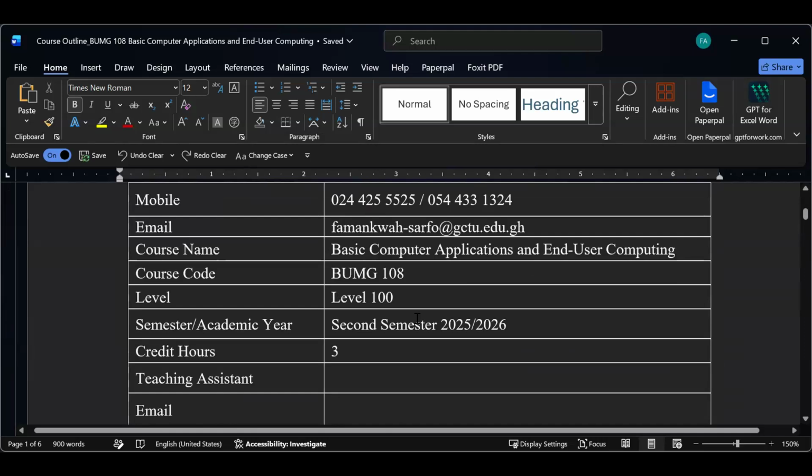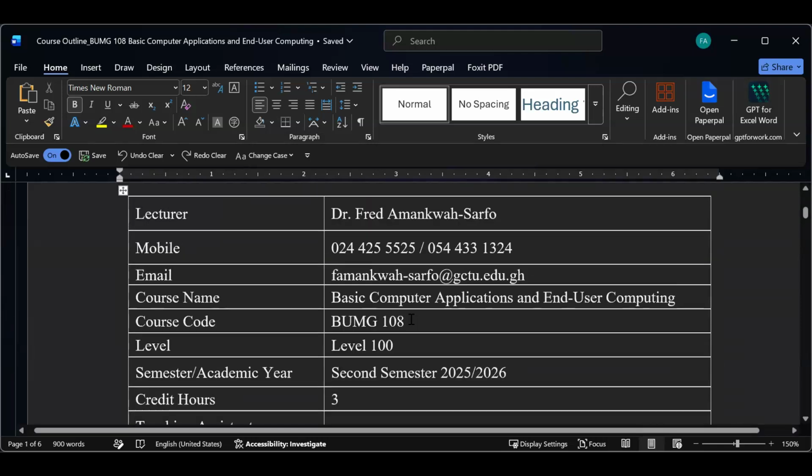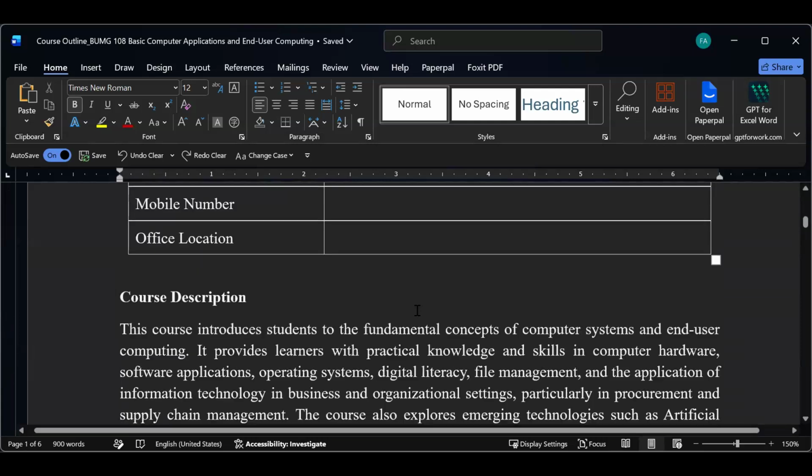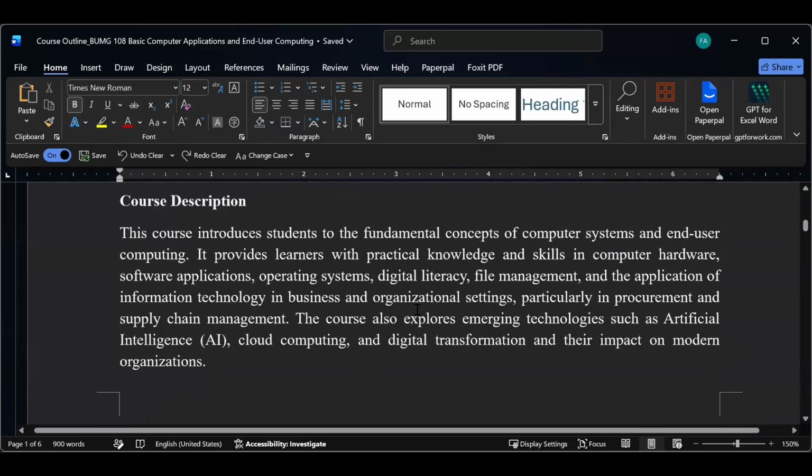Okay. So my mobile number is here. My email is here. You get the course outline. This is Basic Computer Applications and End User Computing, and this is the course code for level 100. So it's a 3-semester course. The course description is to introduce us to the foundational concepts.